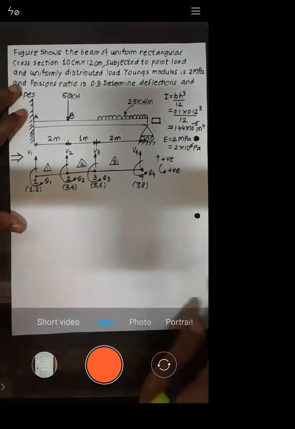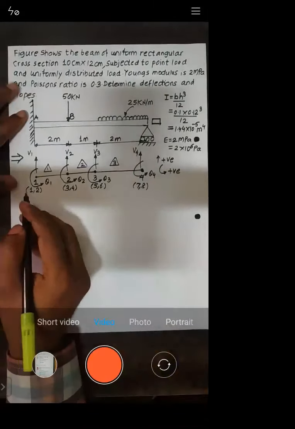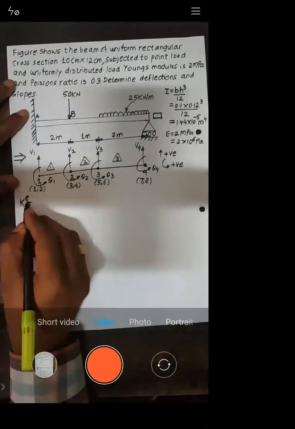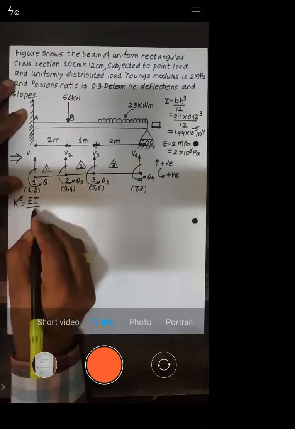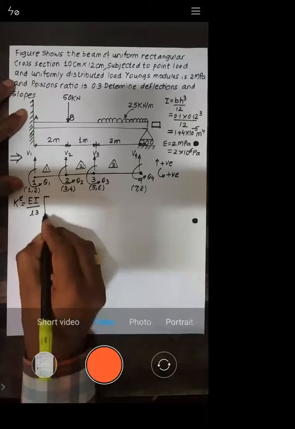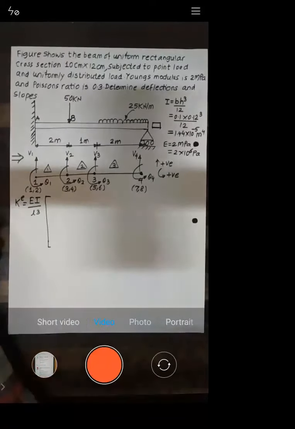We need to write down element stiffness matrices, right? So I will write down element stiffness matrices. Ke is given by EI by L cube. Can anybody tell me how to write that down? Tell me how to write that down. I will remember it or not.